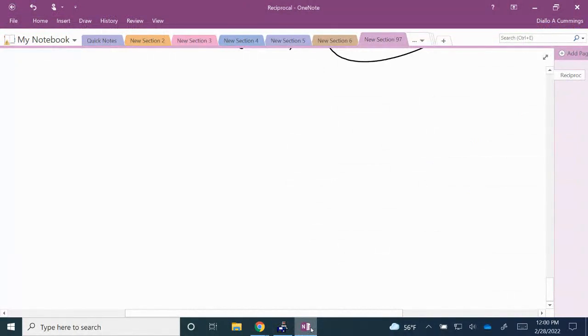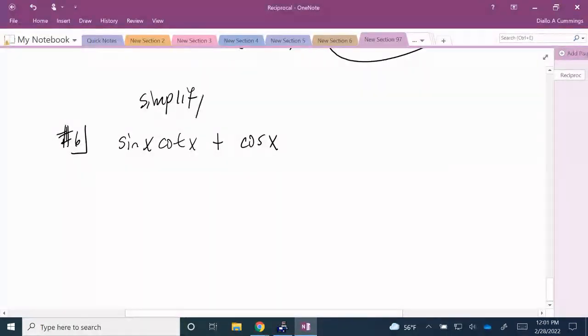So we have sine x, cotangent x, plus cosine x. All right, so the first thing we're going to do is just write everything in terms of sine and cosine.